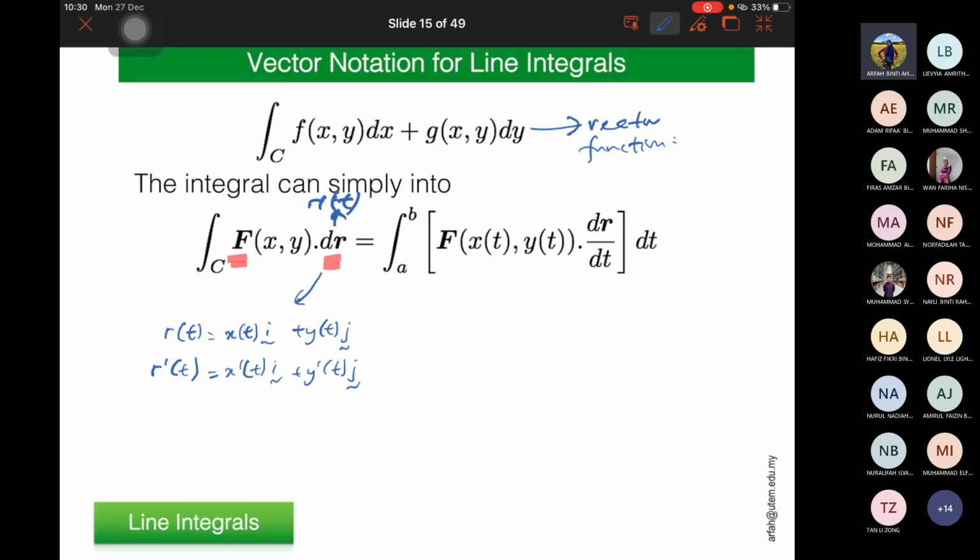So it will be equal to integration from a to b of vector F, still replacing the x and y terms with x(t) and y(t), dot dr over dt, this is the first order derivative of the vector function, r prime t. So we will solve the integration of the vector valued function by using this theorem of line integral for vector function. So let's take a look at an example.